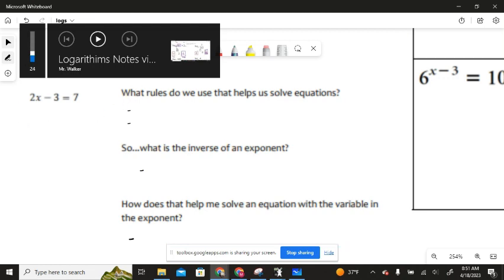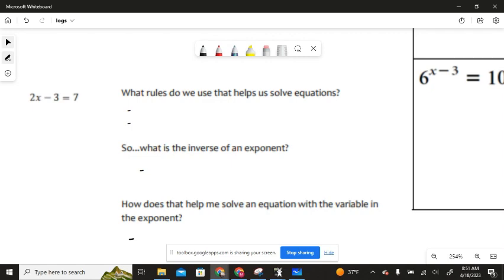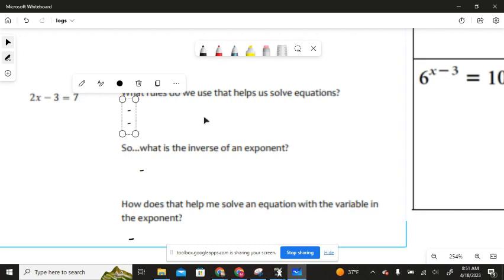So, let's talk about some rules to help us solve them and just expand on what we talked about in our last video. First off, what rules help us to solve equations? We've been solving equations since about middle school, probably a little bit before that. So, what are two things that we use to help us solve equations?